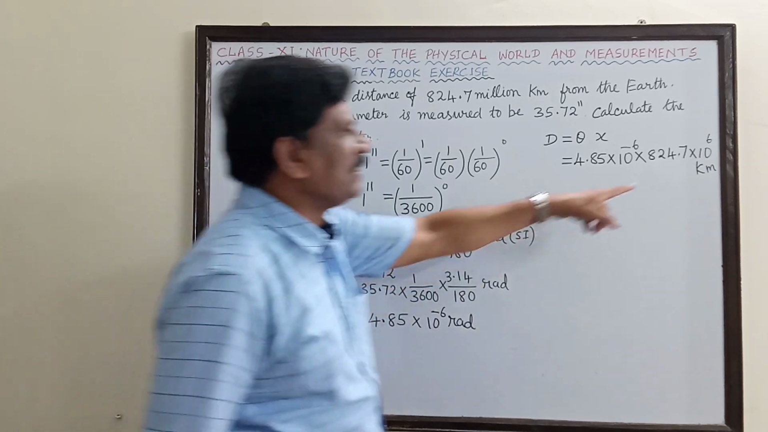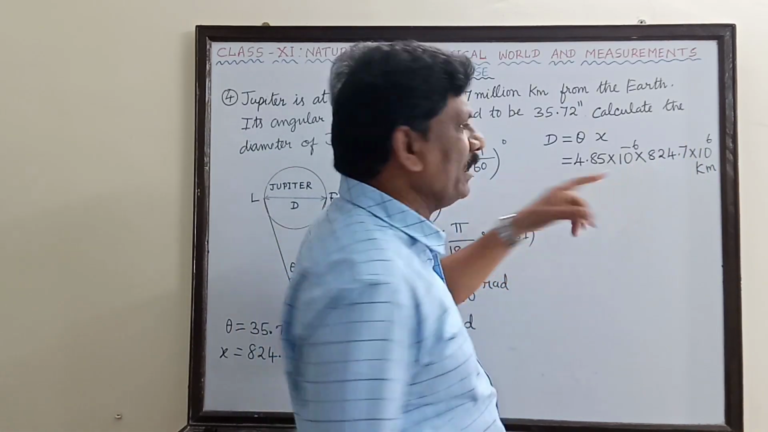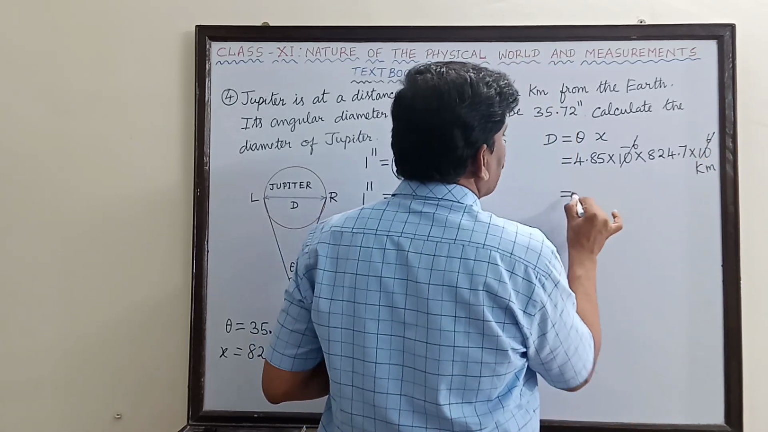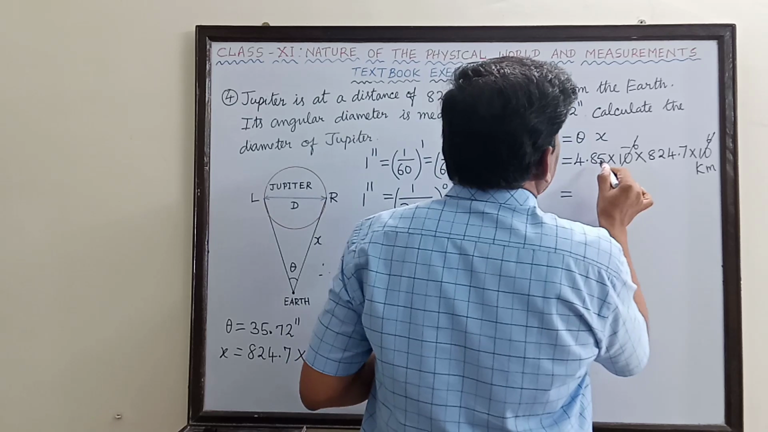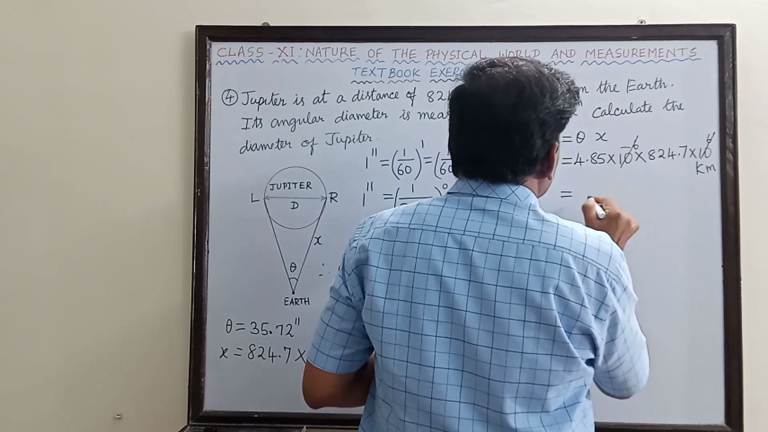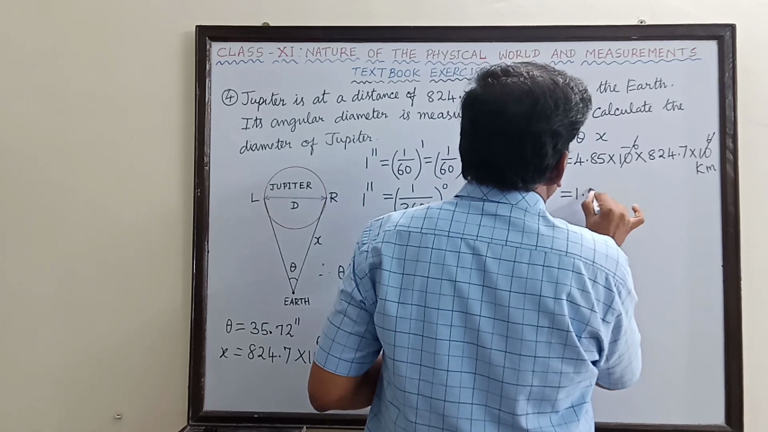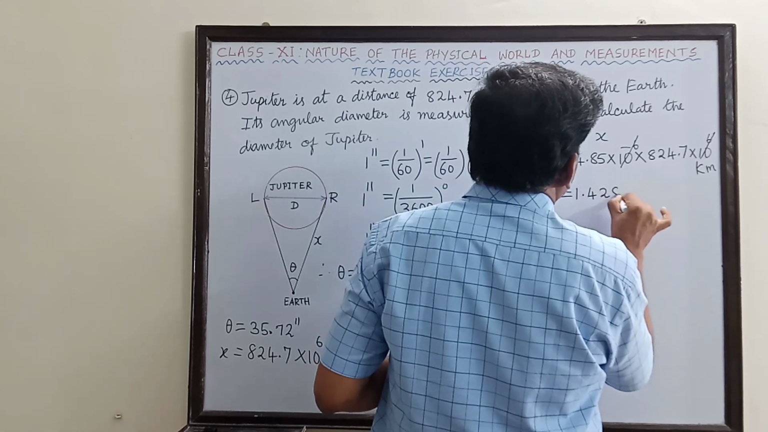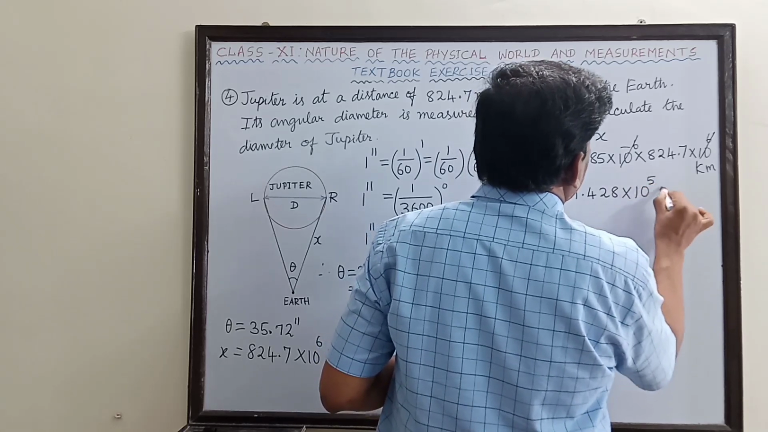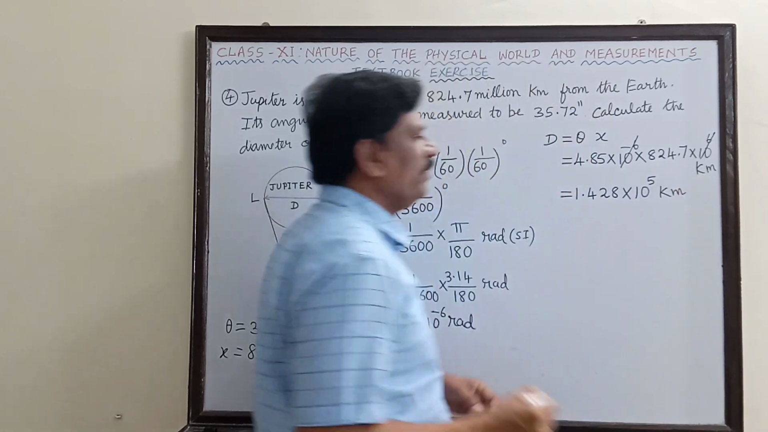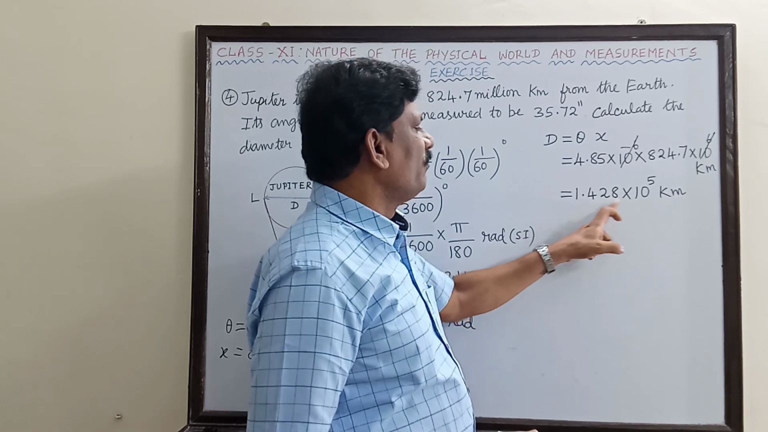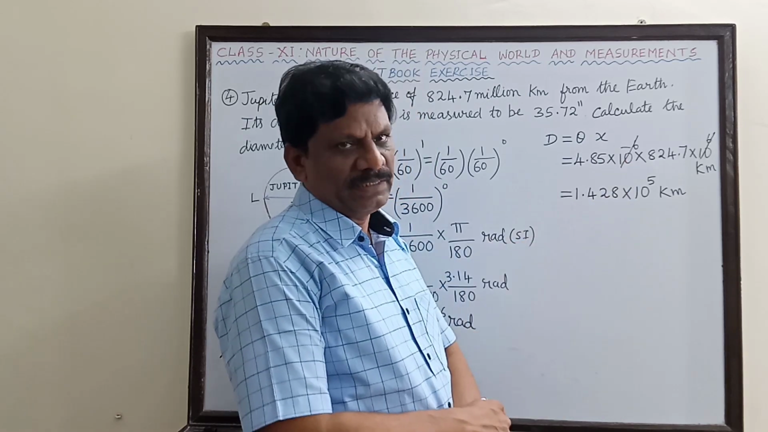Here 10 power plus 6 is there, here minus 6 is there, we can cancel. So this minus 6 and 10 power 6 get cancelled. So this product, 4.85 into 824.7, must be 1.428 into 10 to the power of 5 kilometer. This will be the product. If you multiply these two, it must be equal to 1.428 into 10 power 5 kilometer.